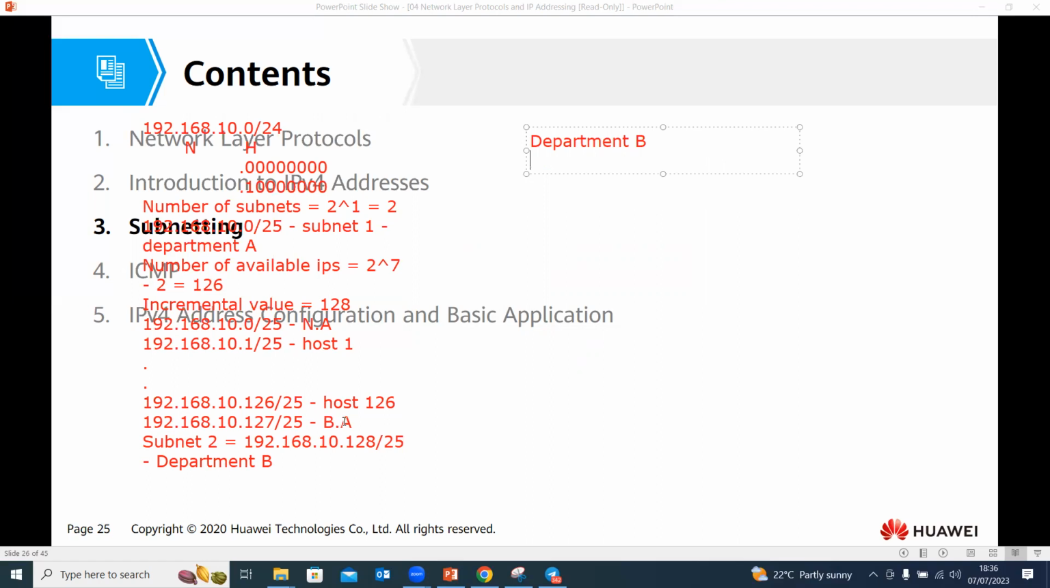Now from the broadcast address to .128, without you subtracting, this one here becomes the network address for that. It's not always 0. You find this in subnetting. Without subnetting, you are told that it is always .0. But this time around, this /25 becomes my network address for department B. It's where we are starting from. Meaning the next address for this one will be now 192.